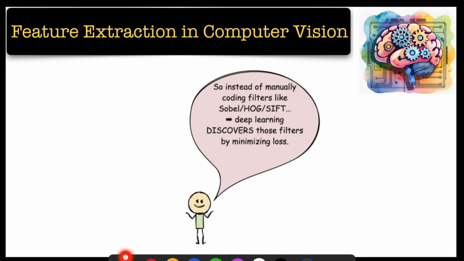So instead of manually coding filters like Sobel, HOG, SIFT, where we had manual filters like -1, -2, -1, 0, 0, 0, 1, 2, 1, deep learning discovers those filters by minimizing loss on the dataset while doing the training. That is the advantage of deep learning. We don't need separate manual feature extraction steps. We can just feed the image to the network.